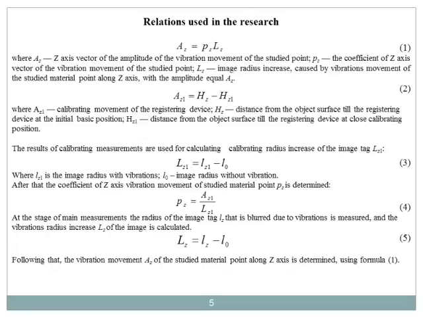Then, the coefficient p of z-axis vibration movement of the studied material point is determined. At the stage of main measurement, in the presence of vibration, the radius L of the vibration-induced blurred image and the vibration increase L of the image radius are calculated. Following that, using the formula, the z-axis vibration movement of the material point is determined.